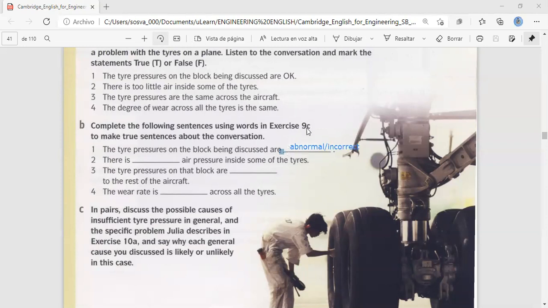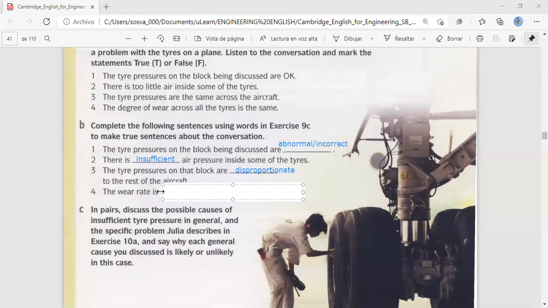Number 2, could you please read it? There is a pressure inside some of the tire. Insufficient. Insufficient, yes, or inadequate. Number 3, the tire pressures on that block are to the rest of the aircraft. Disproportionate. Disproportionate, yes, because it talks about the difference between the blocks.